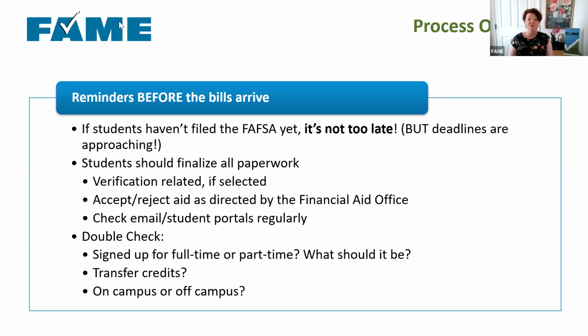So make sure the college knows, are you a full-time student or a part-time student? Are you living on campus or off campus? That can absolutely impact financial aid eligibility. And are you transferring any credits into the college? So those are all things that you want to make sure that students are communicating with their colleges so that when the time comes for their bill, it's accurate. It is really talking about what they've got to pay and what financial aid has been applied.